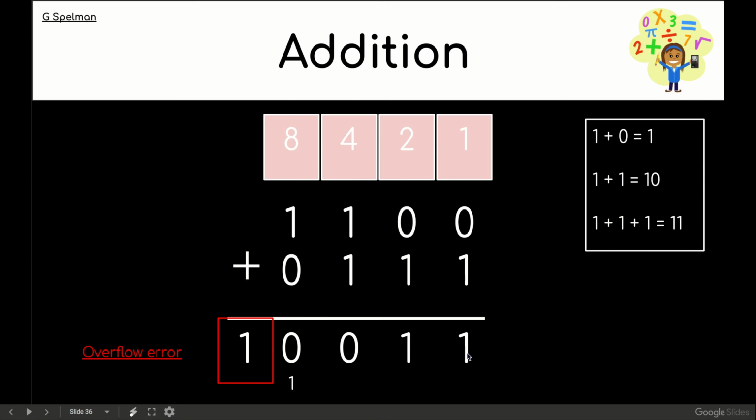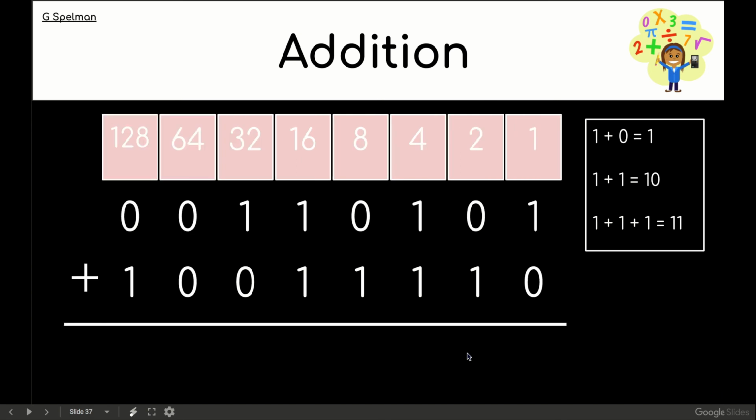This is a question that the exam board love to ask. They may get you to add two numbers together and then ask you to comment on your results. What they're looking for there is, if there had been an overflow error, did you spot it and did you know what it is?